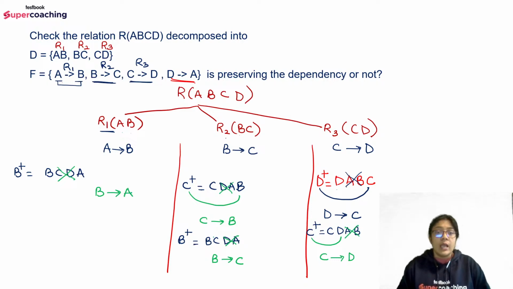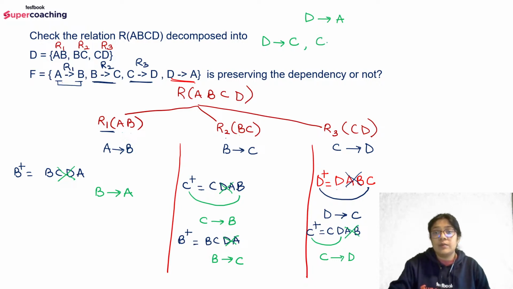Okay. अब हमें डिपेंडेंसी चाहिए थी D determines A, बट आपके पास नॉन ट्रिवियल सेट में क्या आ रहा है? D determines C. D determines C, then we are getting one dependency, that is C determines B, and there is one dependency, this is B determines A.